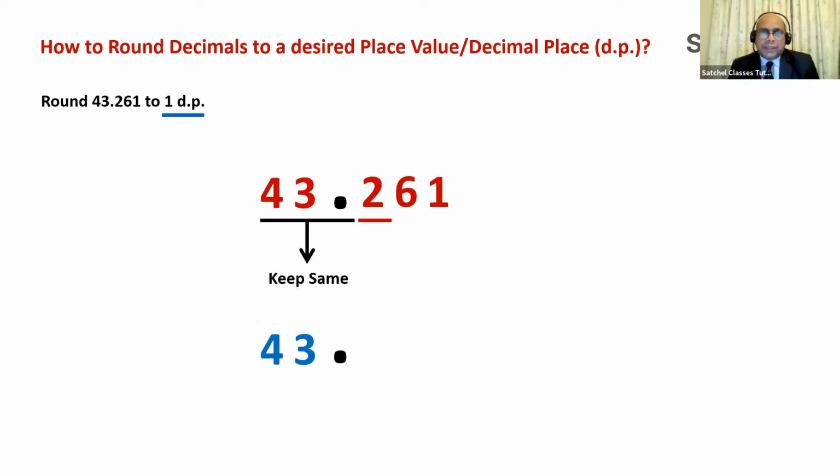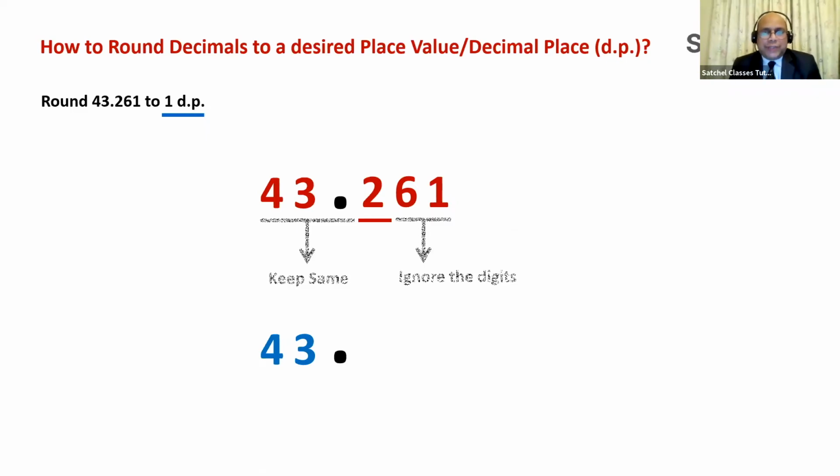What happens to the digits following 2? We just ignore them. Remember, this is decimal rounding. So we don't write the digits 6 and 1 at all. We just ignore them. We don't replace them by 0 either, which means 6 and 1 are just ignored. In the case of integers, we replace them with 0. Here, you just don't put anything.